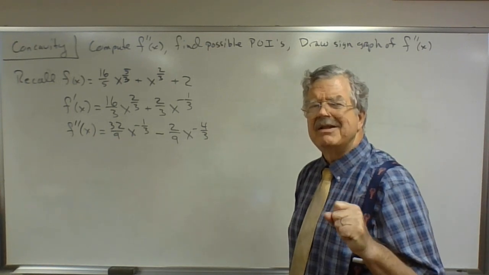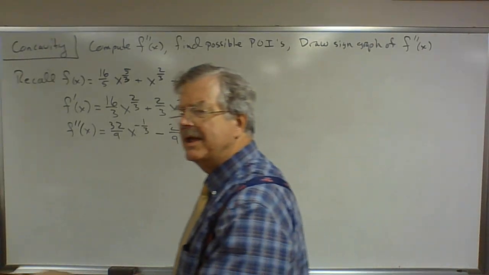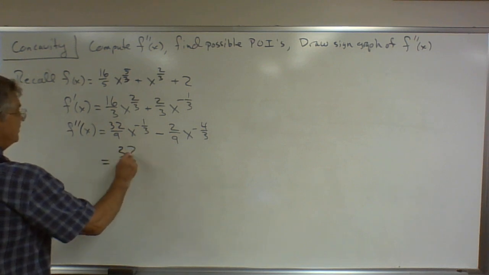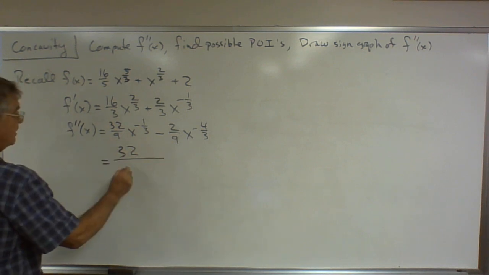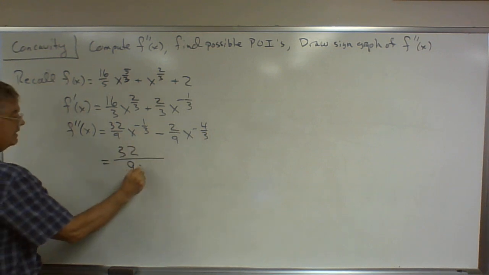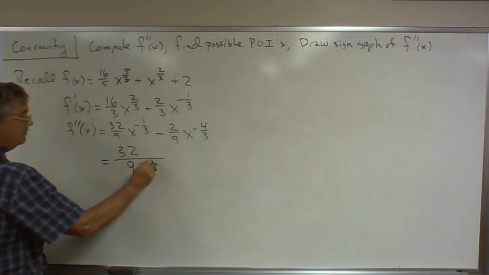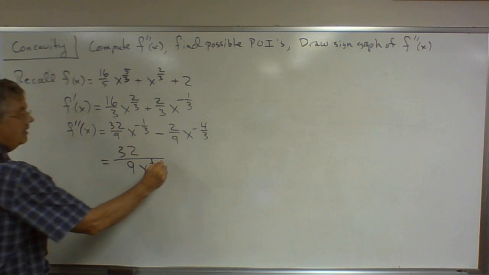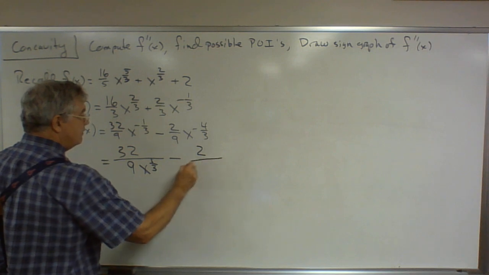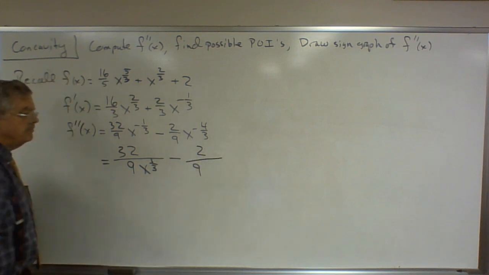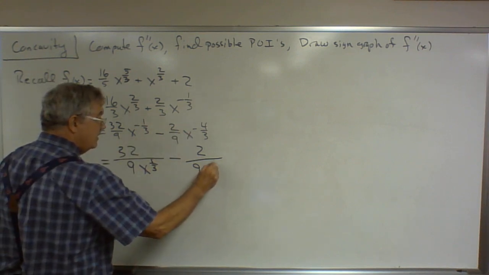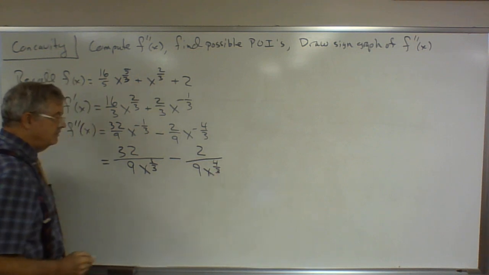But again, we want to get it in a form that's easy to work with algebraically. So I'm going to take the 32 and put it on top, put the 9 on the bottom, and the x to the 1/3, I'm going to move that down to the bottom and make the exponent positive. And I'm going to do something similar here. I'll keep the 2 up top, keep the 9 on the bottom, and bring the x to the negative 4/3 down to the denominator and make the exponent positive.